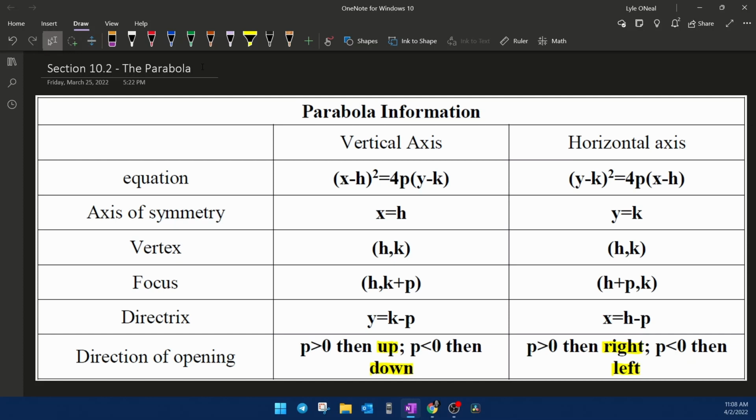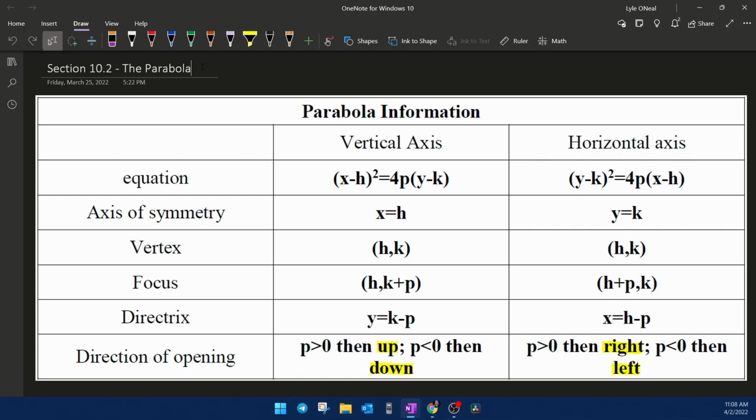So what you see in front of you are all of the formulas that you're going to need to work with parabolas. I'm going to go through and identify some of the key components, and then we're going to look at a DESMOS window to give you a visual representation. And finally, we will look at some examples to see what you're going to be expected to do.